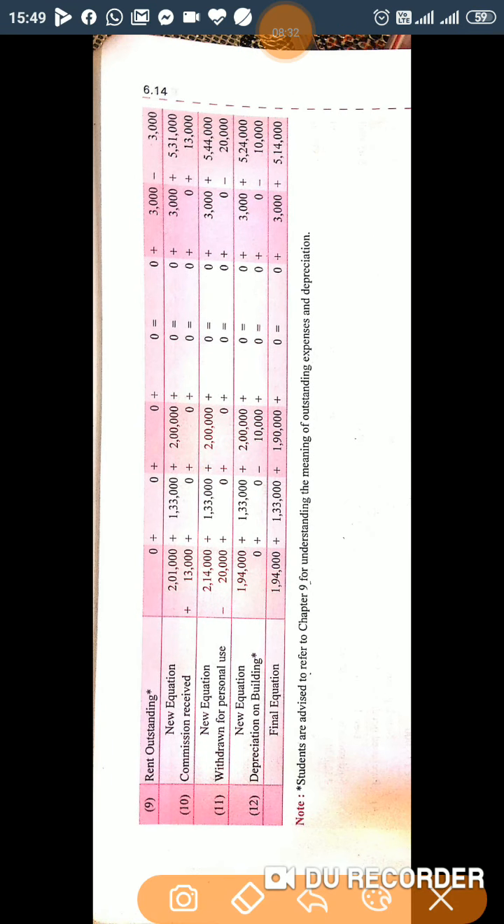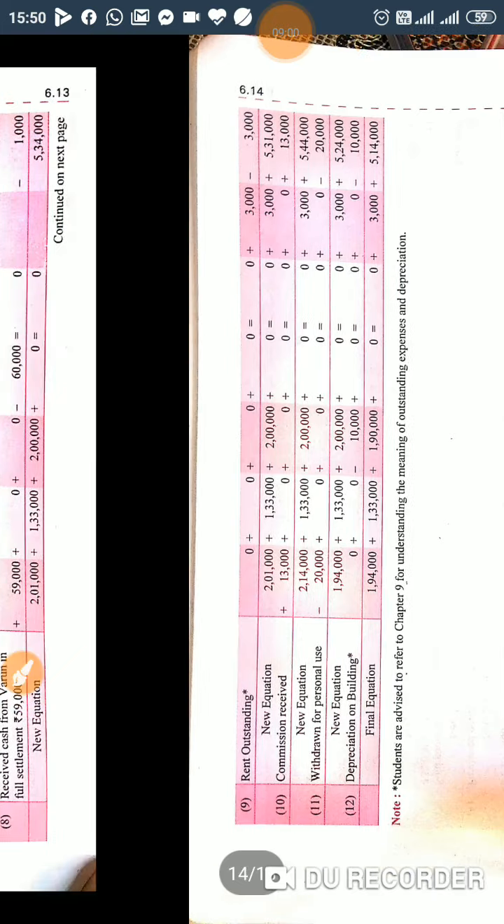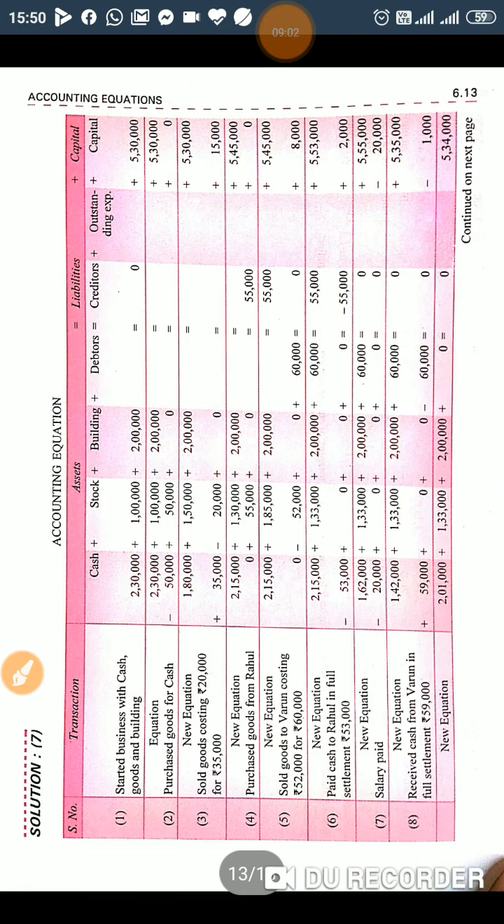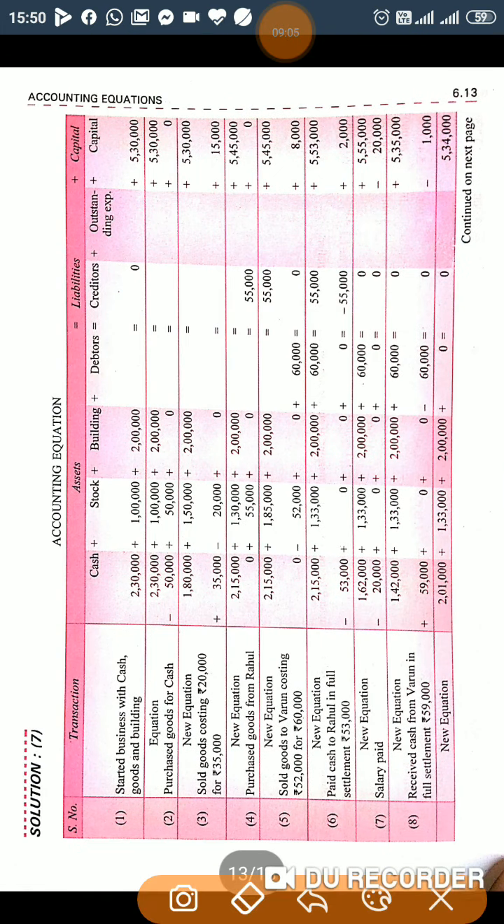Transaction number 9 is rent outstanding. Yesterday in my notes, I explained to you that for rent outstanding in the accounting equation, two accounts are involved: rent as an expense and rent outstanding as a liability. So rent as an expense will be deducted from the capital, and rent outstanding will be shown as a liability. In your format you will write outstanding expenses, which is not yet written.